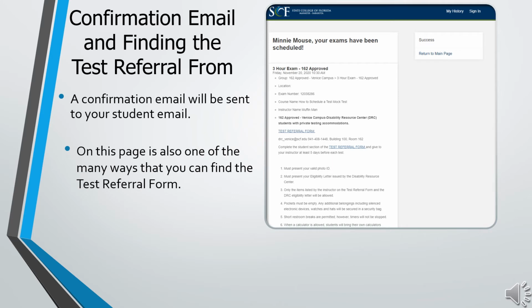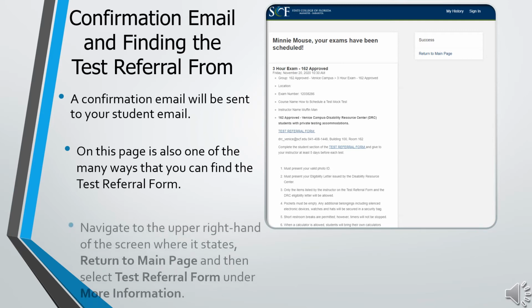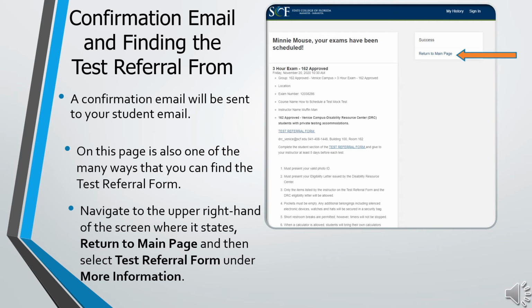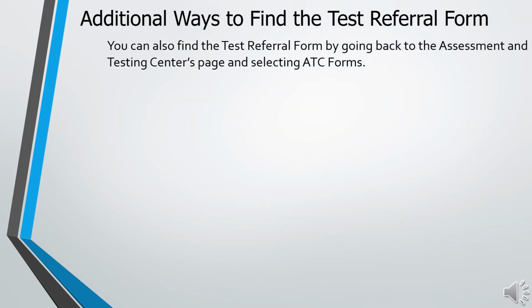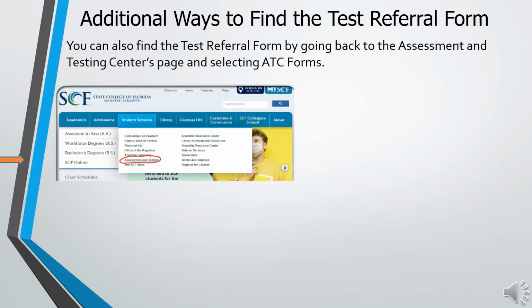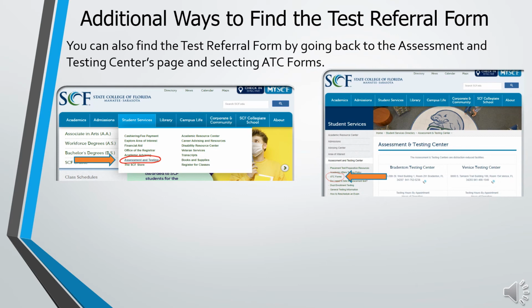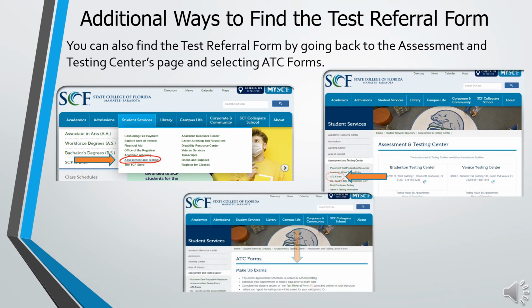On this page is also one of the many ways that you can find the test referral form, which is needed to complete Step 2 of the test scheduling process. Navigate to the upper right hand of the screen where it states Return to Main Page, and then select Test Referral Form under More Information. You can also find the test referral form by going back to the Assessment and Testing Centers page, and on the left-hand side navigation, select ATC Forms. Students can pick up test referral forms in both Bradenton and Venice DRC locations.